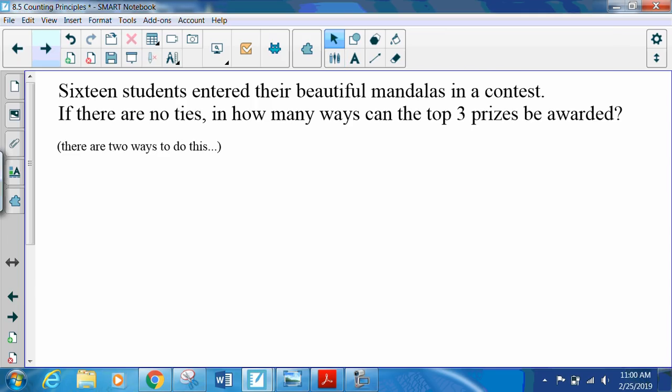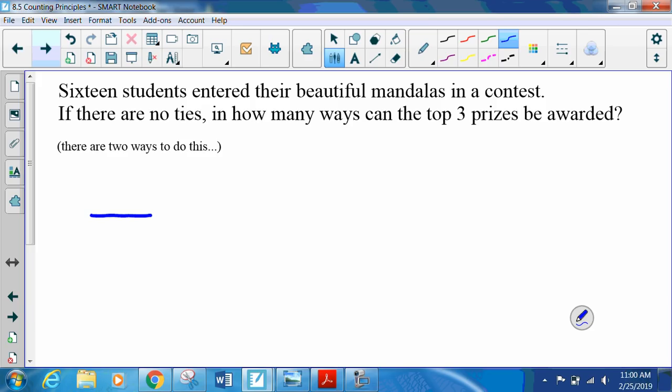All right, so when we're looking at this second problem, 16 students entered their beautiful mandalas in a contest. There are no ties, and how many ways can the top 3 prizes be awarded? And we can do the fundamental counting principle here, right? We can decide that there are 3 events. The first event is picking the first prize, right? The second event is second prize, and the third event is third prize.